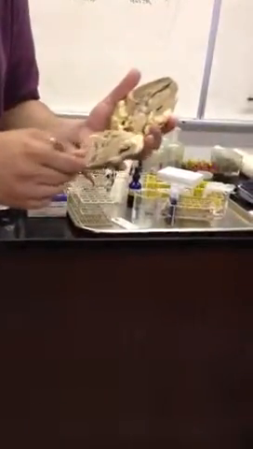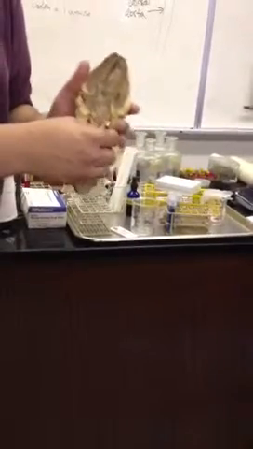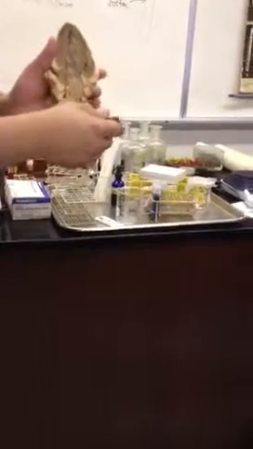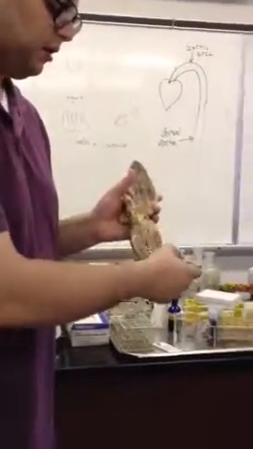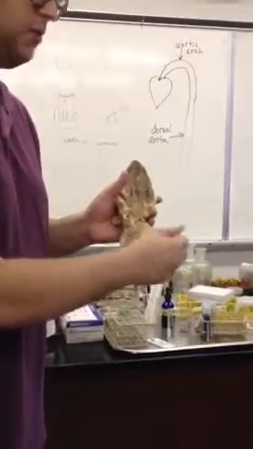Okay. What about the point? Apex. What about up here? This is the right side. So the right atrium, right? So this is the thinner wall. The thicker wall is always the left side, right?